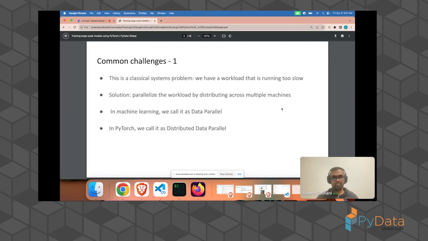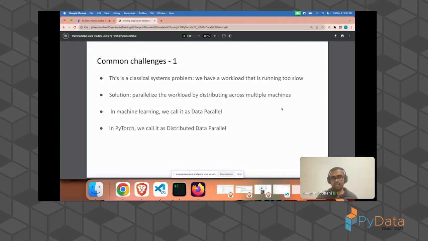This is a very classic systems problem. It can be reformulated as saying, I have got a workload that is running, but it's running too slow, and I want to make it go faster. The way to do that is to parallelize the workload across a bunch of machines. When we do it in machine learning, we call this data parallel. Data parallel basically means that you are consuming the data in parallel across a bunch of machines. In PyTorch, we specifically call it distributed data parallel, where the first distributed basically means that you are doing data parallel across a bunch of machines.